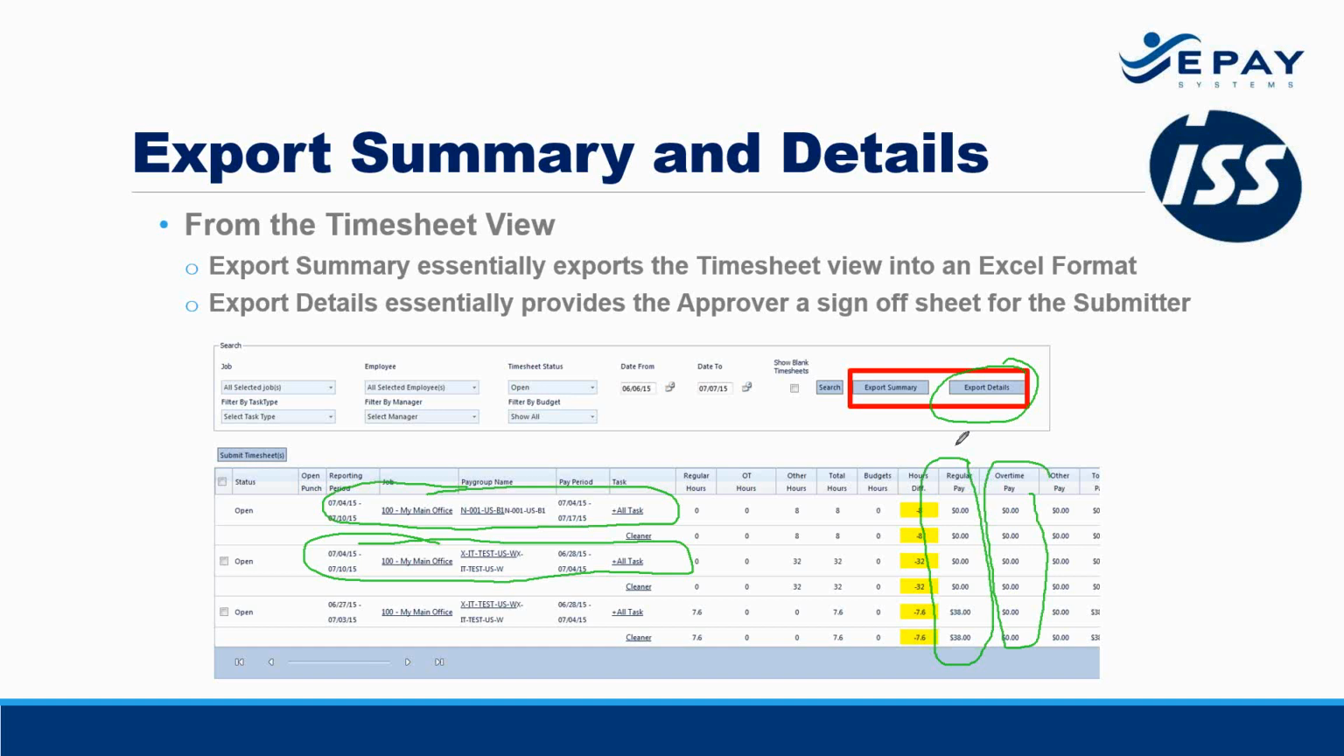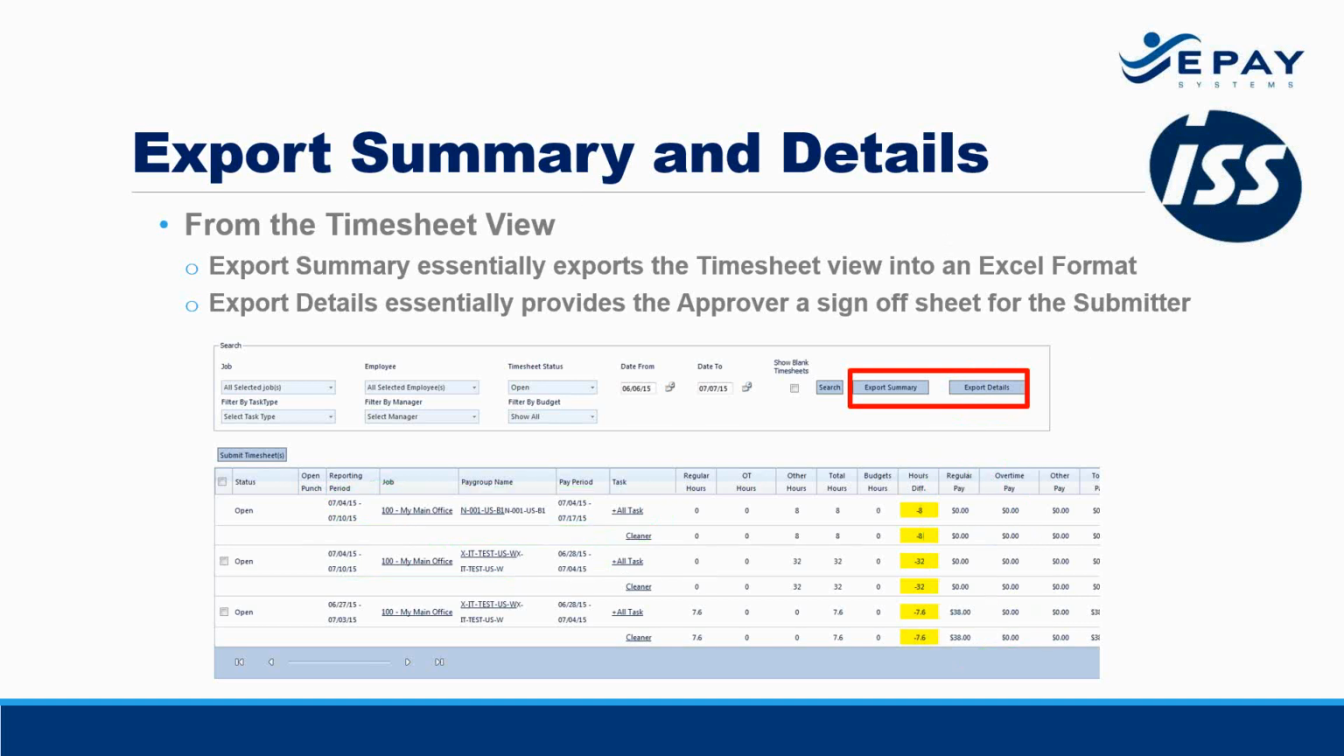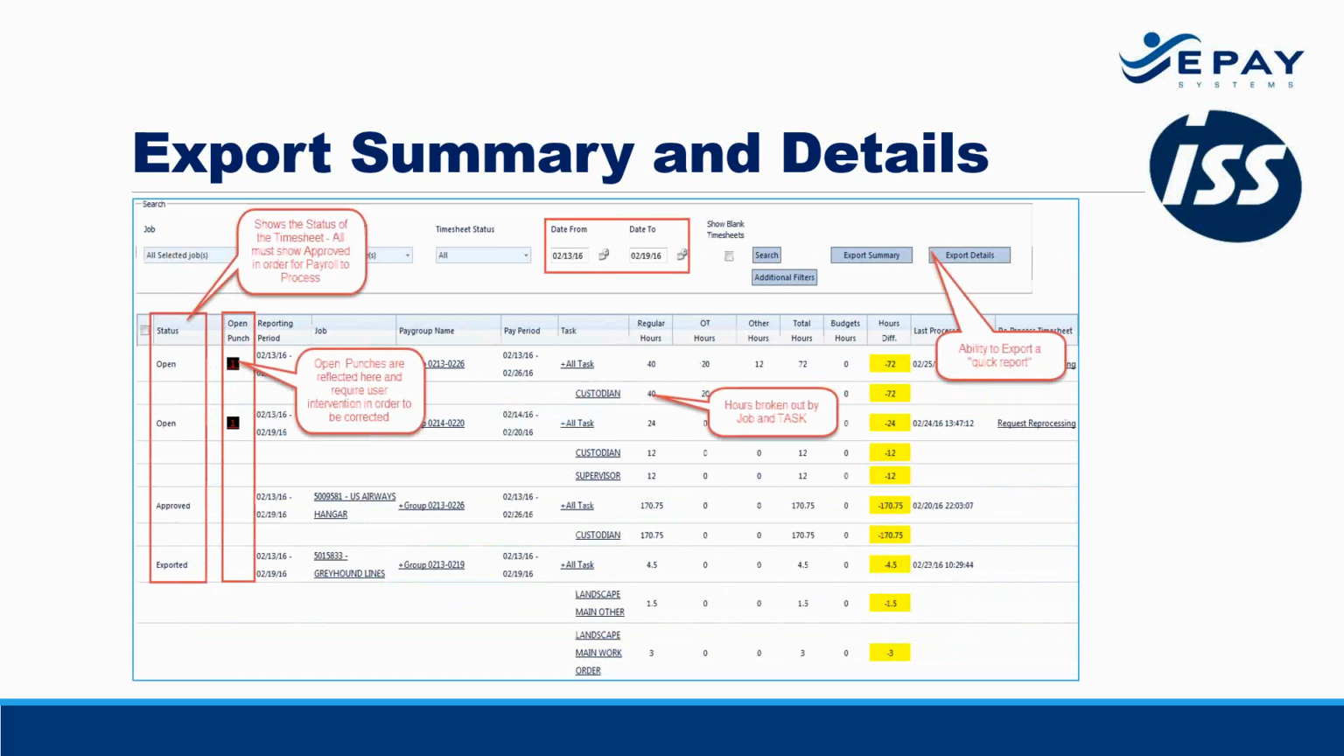report itself. The cool thing about this is, you have the export summary, you have the export details, you have a lot of information flowing on the screen from a timesheet perspective. And then you go through here, you'll see you have your open statuses, you have your open punches, you have your date ranges, you see the hours broken out by task. You have a lot of stuff going on.